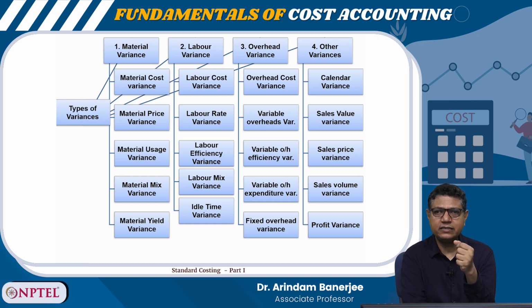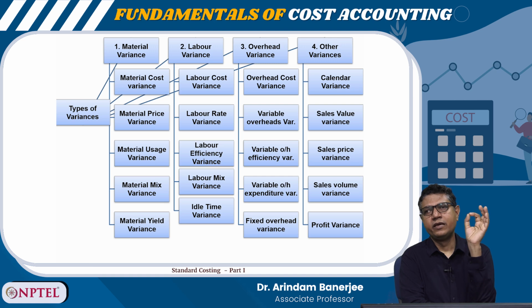Labor mix variance and idle time variance. So, we will discuss it. Overhead variance: overhead, as we discussed earlier, is the indirect costs. Indirect material plus indirect labor plus indirect expense is equal to total indirect cost, that is my overhead. Now, I planned for some overhead and the actual overhead is different.